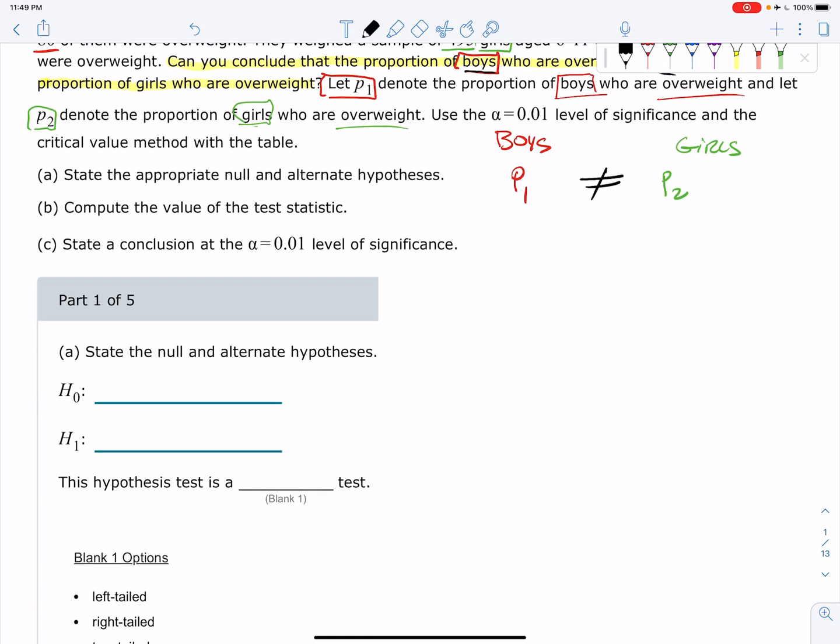So let me go down here and finish that part. Let's start with our null. H sub 0 is our null, and the null is always going to be P sub 1 equals P sub 2.